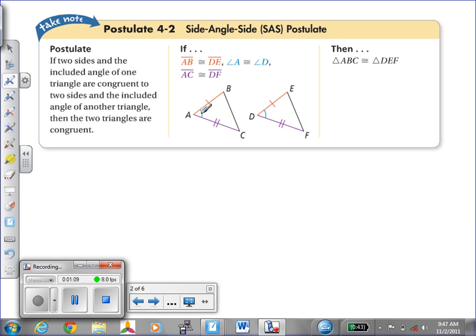Because if this angle is the same right here, what does that tell you about BC and EF? They're going to have to be congruent, right? There's no other way around it. They have to be congruent.